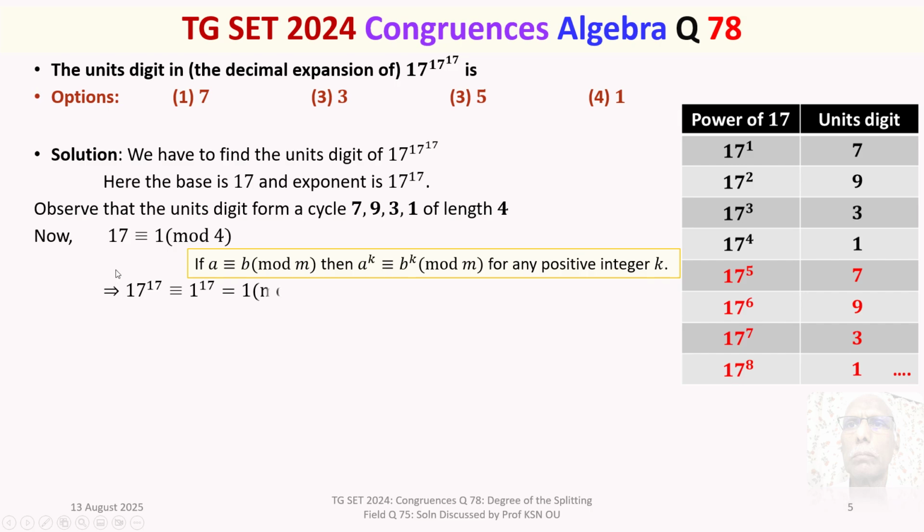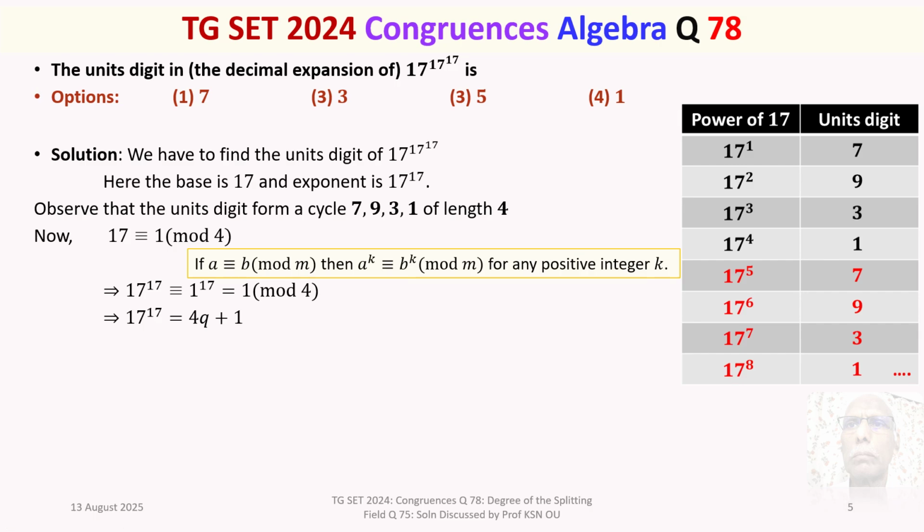This will imply 17 to the power of 17 is congruent to 1 to the power of 17, where K is 17 and 17 is congruent to 1. But 1 to the power of 17 is 1 modulo 4. So this means 17 to the power of 17 is of the form 4q plus 1. Congruent to 1 mod 4 means if you divide 17 to the power of 17 by 4, you will get a remainder 1. That is 4 times q plus 1.